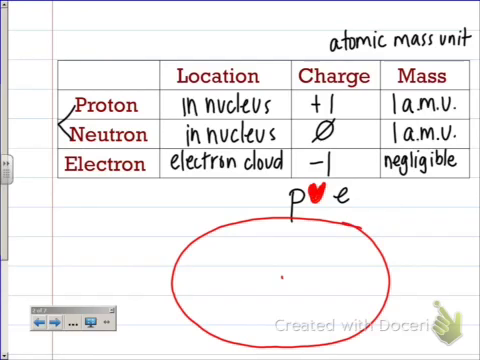Those are the basics of the structure of an atom. And the next time we meet, we'll talk about how you can tell how many protons, neutrons, and electrons each atom has. So we will see you then.